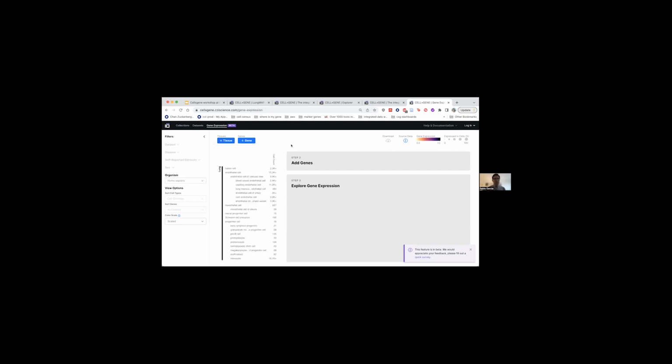Once you've added the tissue, the second step is to add any genes. So I'm going to add the same gene that I added earlier. And once we add any gene, we're going to be able to visualize the gene expression of this gene.